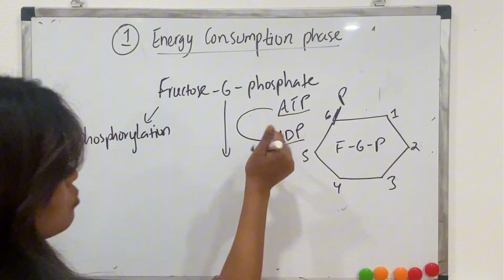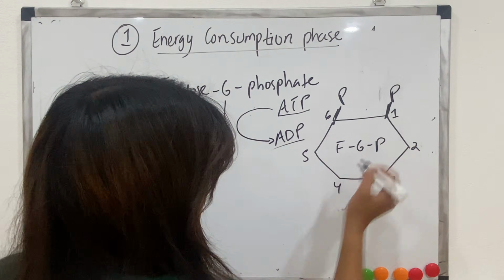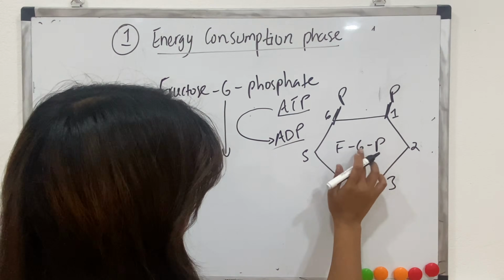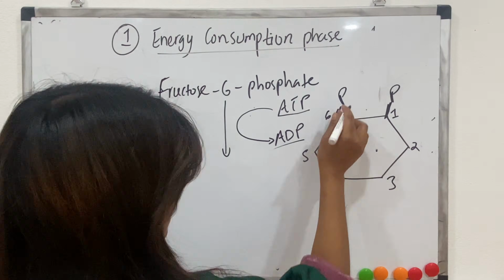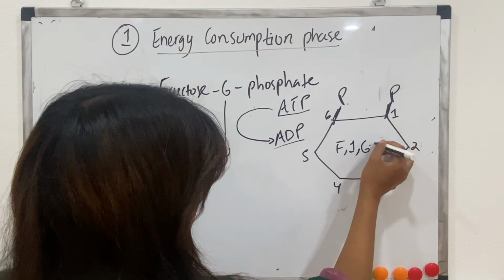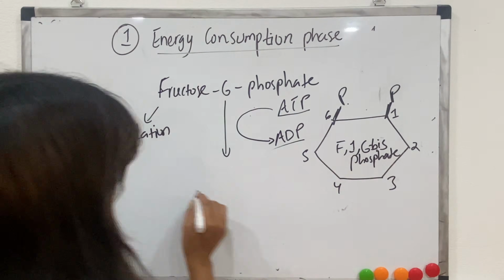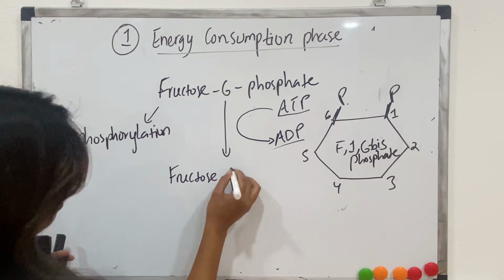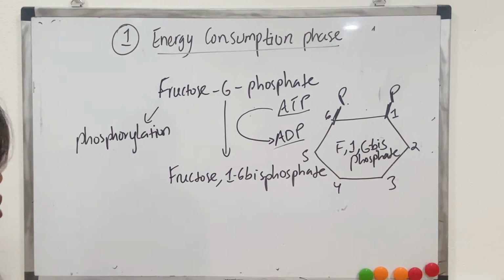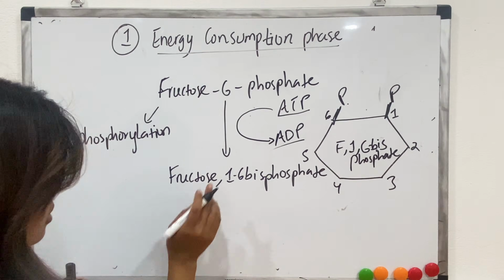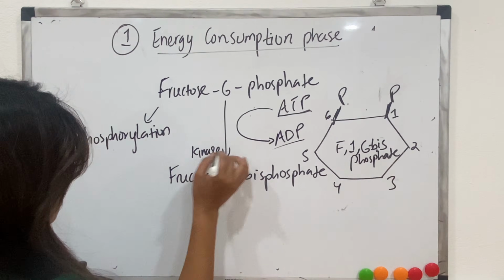There is already a phosphate attached onto the 6 carbon of the fructose 6-phosphate, and the phosphate that we obtained from ATP will get attached onto the first carbon. So now fructose 6-phosphate will transform into fructose 1,6, and there are 2 phosphates in total, so bisphosphate. This will result in the transformation of fructose 6-phosphate to fructose 1,6-bisphosphate. And the enzyme that catalyzes this reaction is phosphofructokinase.